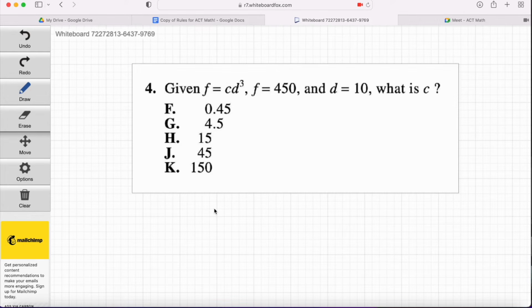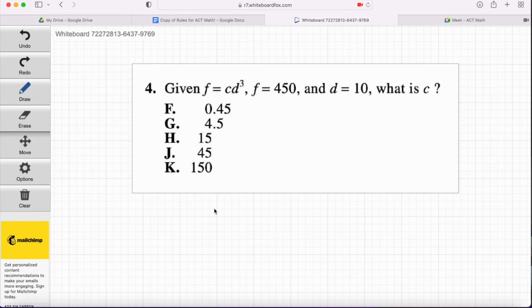All right. Given F equals CD to the third power. You could say cubed as well. It doesn't really matter. F equals 450 and D equals 10. What is C? What are we solving for here, Abby? All right, we are solving for C. Absolutely.